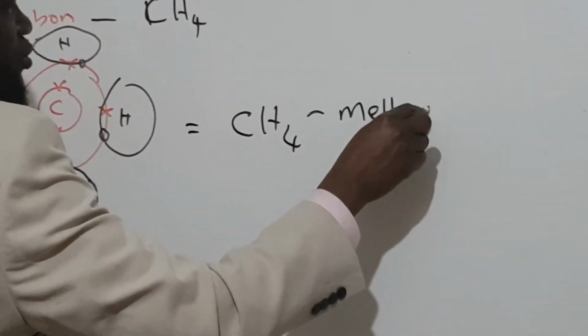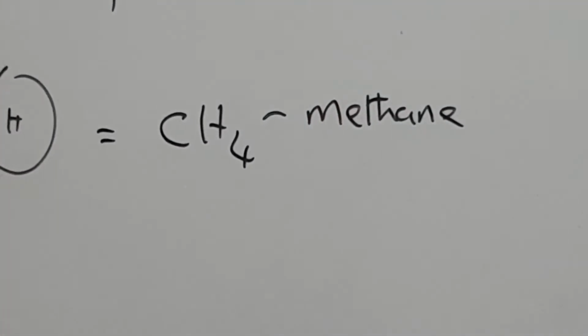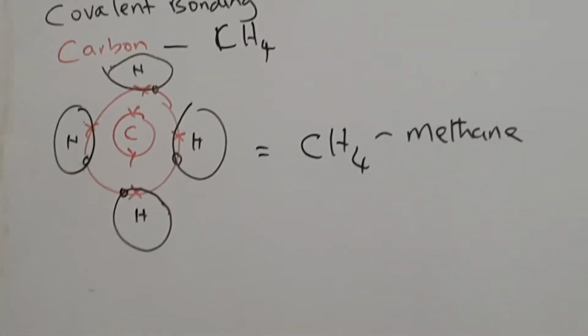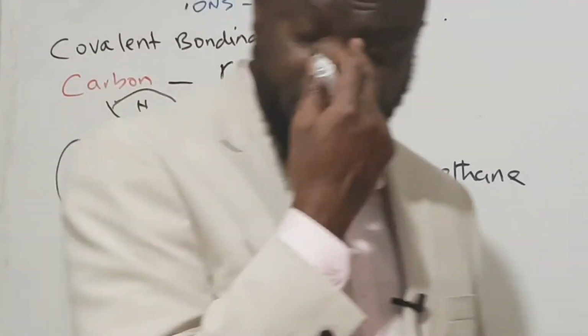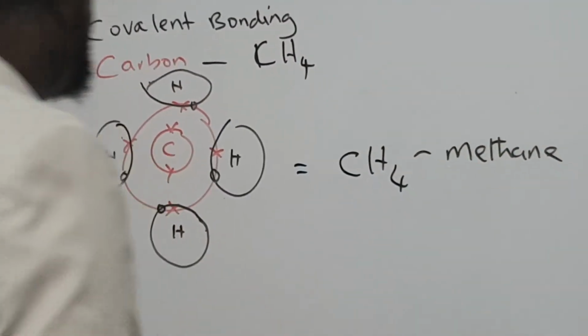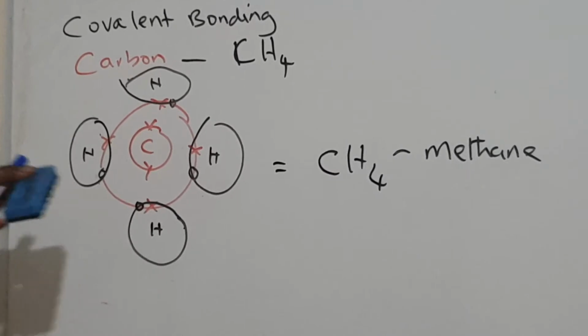This is the hydrocarbon used for cooking. It's methane gas. You know the gas bottles? In Gambia, they have gas bottles, they are blue. You can put it on and do your cooking. It's methane inside. Okay? And this is a covalent bond.